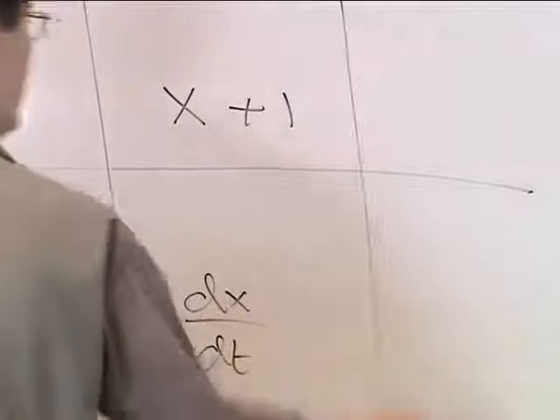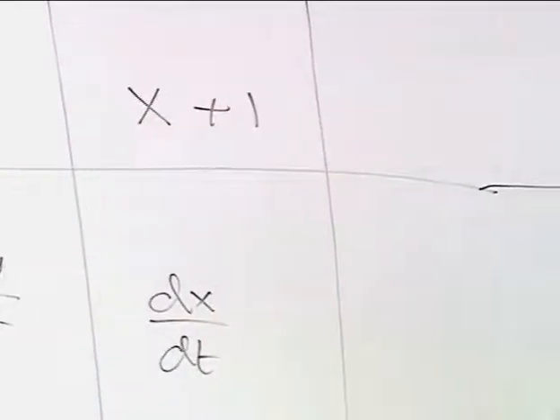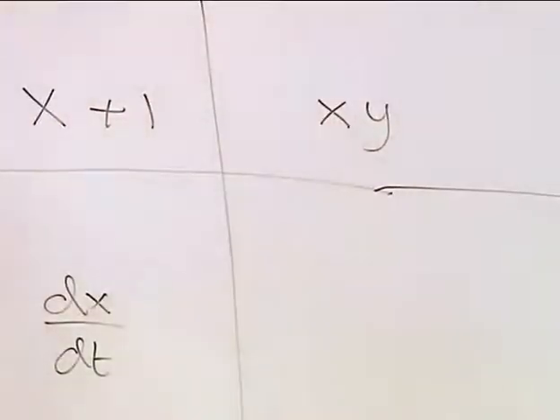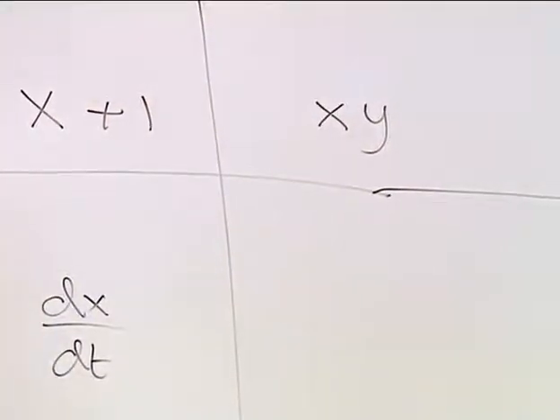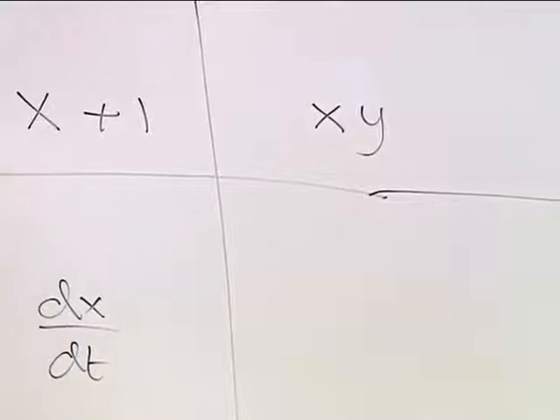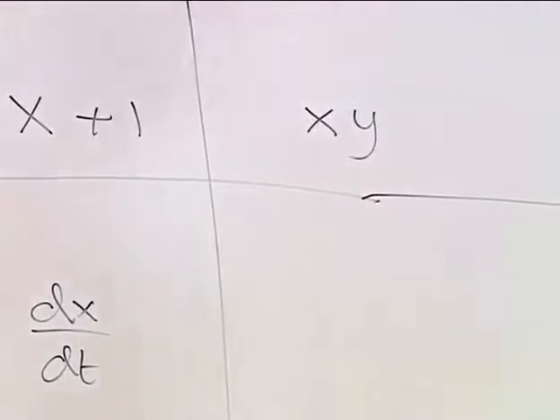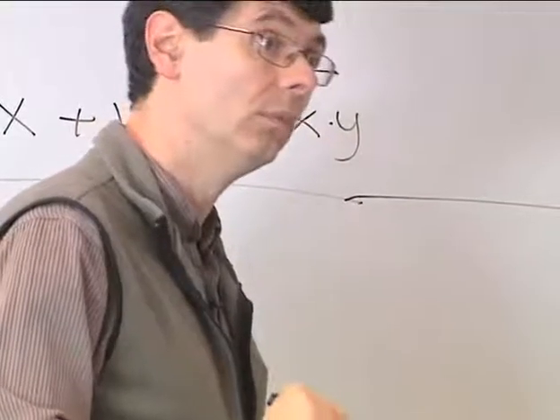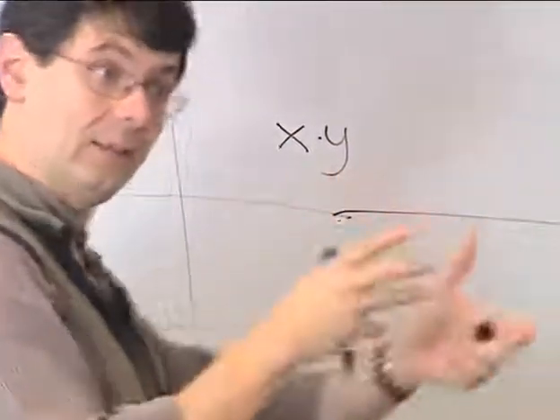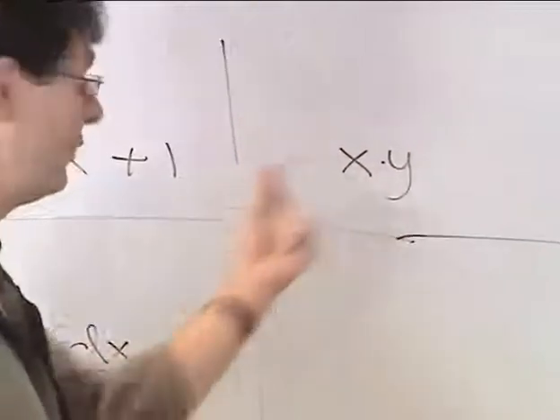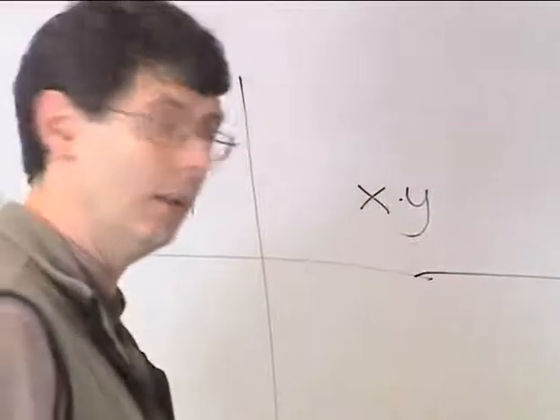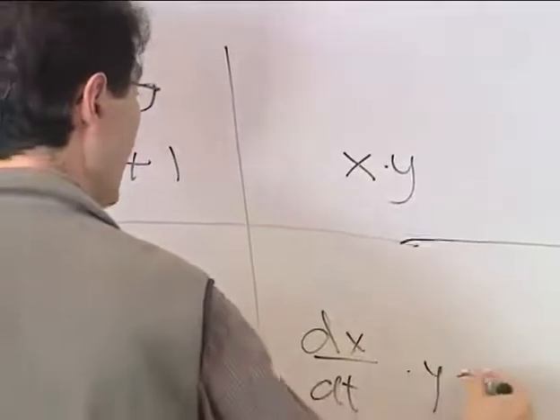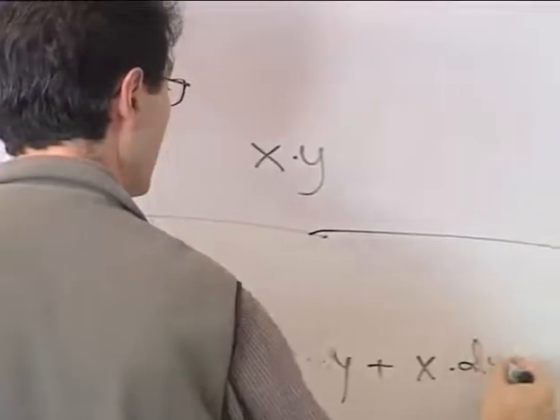If you're doing implicit differentiation and you see a term like that, there's a product here. You have to use the product rule. So it's more complicated than that, but you get the idea. Each one of them will have a d dt in it. So it is dx dt times y plus x times dy dt.